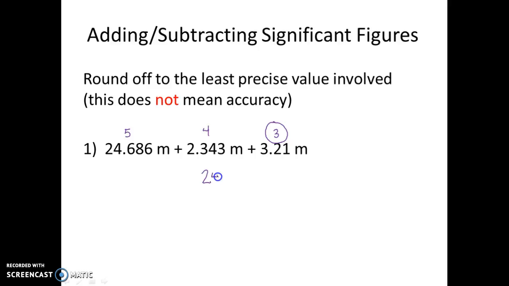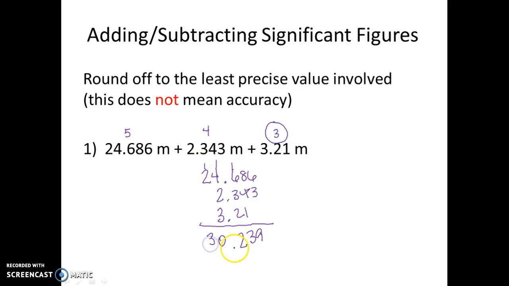So let's just go ahead and write this out so that we can calculate our answer. 24.686, 2.343, and 3.21. And we are just going to add those numbers up. You're welcome to do this in a calculator, but I do think that it is pertinent that you know how to do this longhand without your calculator, just in case. So 3, 6, that's 9. 8, 4, 1, that's 13. 6, 3, 2, 1, that is 12. 4, 2, 3, 1, that is 10. And then 2 and 1, that is 3.